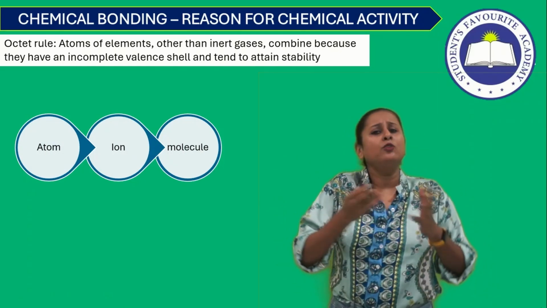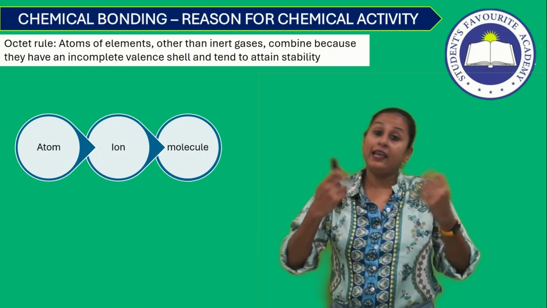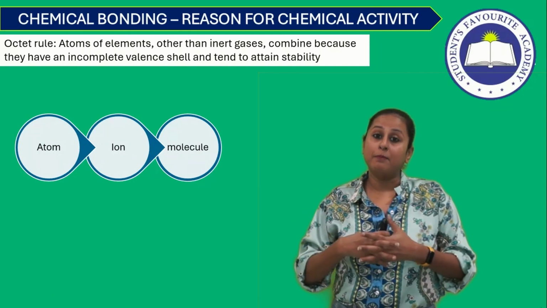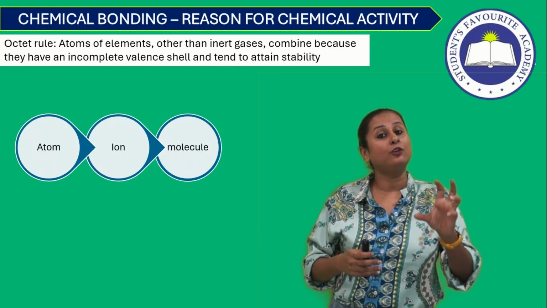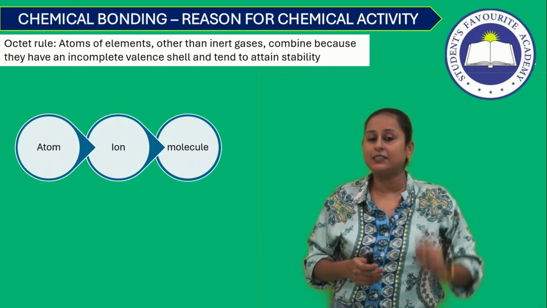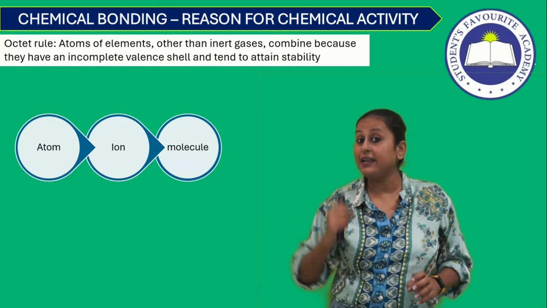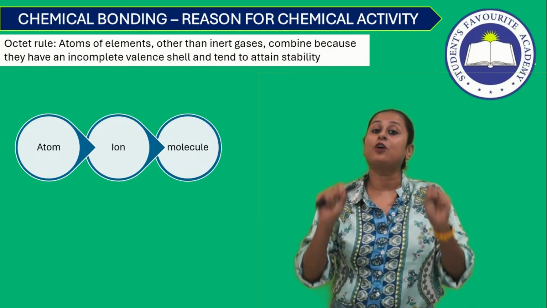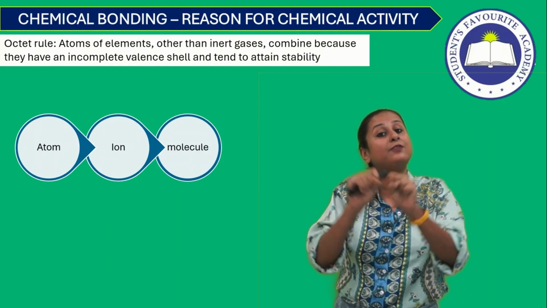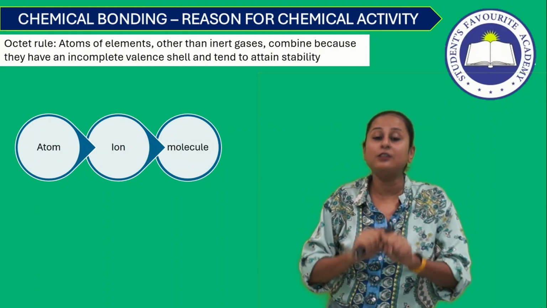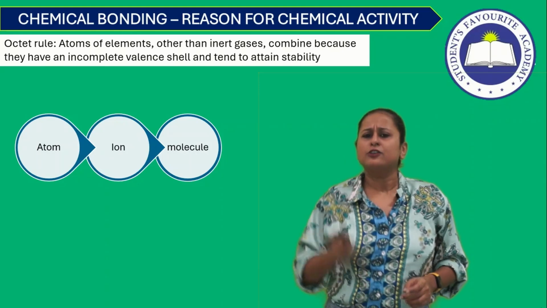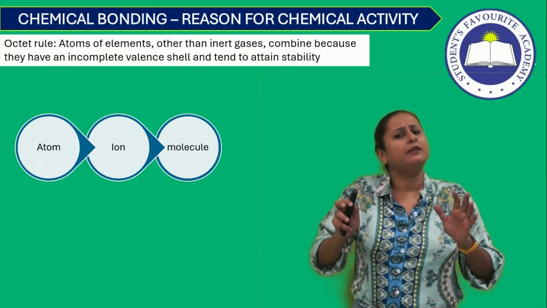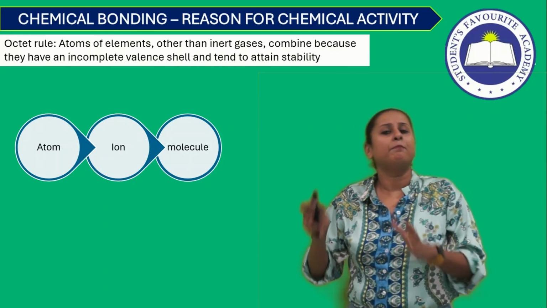So if Na loses an electron and Cl gains an electron, they combine to form a molecule. Na is losing an electron, so it's becoming a positively charged ion. Cl is gaining an electron and it's becoming a negatively charged ion. Now the presence of these opposite charges ensures that there is a physical attraction between the two ions, hence they form a molecule.